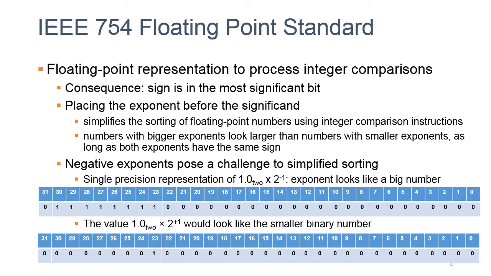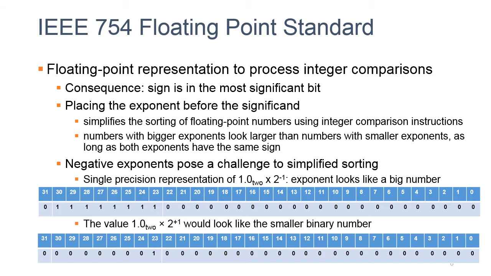Placing the exponent before the significand also simplifies the sorting of floating point numbers using integer comparison instructions, since numbers with bigger exponents look larger than numbers with smaller exponents, as long as both exponents have the same sign. Negative exponents pose a challenge to simplified sorting. If we use 2's complement or any other notation in which negative exponents have a 1 in the most significant bit of the exponent field, our negative exponent will look like a big number.